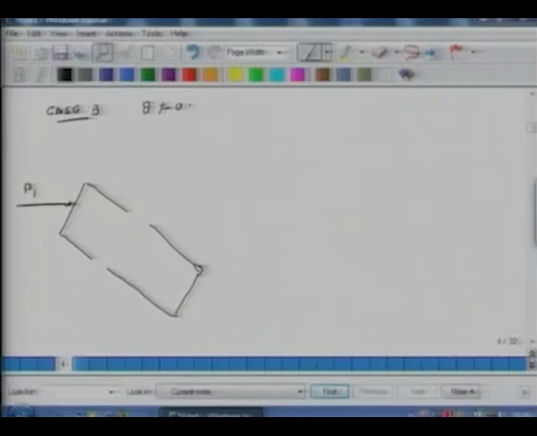That's my P1. My delta L is associated with this path. This angle is theta. My pressure difference is minus gradient of P times delta L times cosine of theta. Why did I have negative gradient of P?